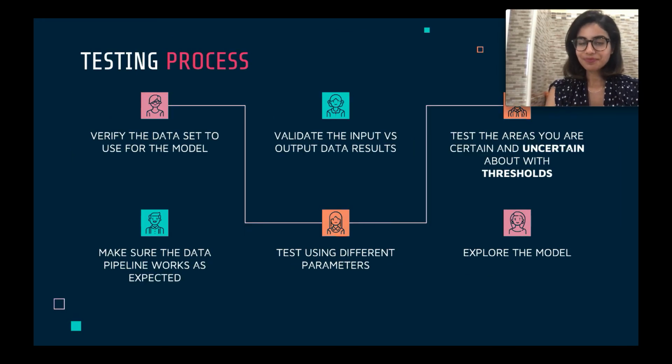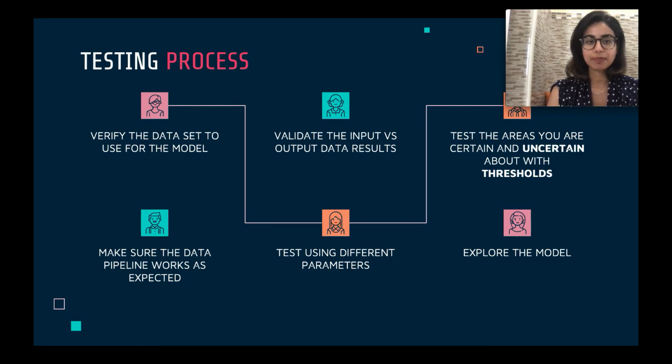Some testing then. Verify the data set that you use for the model, and have some understanding of what this data set is and what we are trying to provide. Validate the input versus output data results, understand the shape of your result, and make sure the values are of the right type, the data columns are matching where they should match, and stochastic where they should be random. Test the areas you're certain about and uncertain about, so happy path and unhappy path testing, and those which cause some uncertainty in terms of results or due to the randomness. Make sure the results are within threshold, and make sure you get the thumbs up from the data scientists as well, to understand that this is an acceptable result we can pass forward.